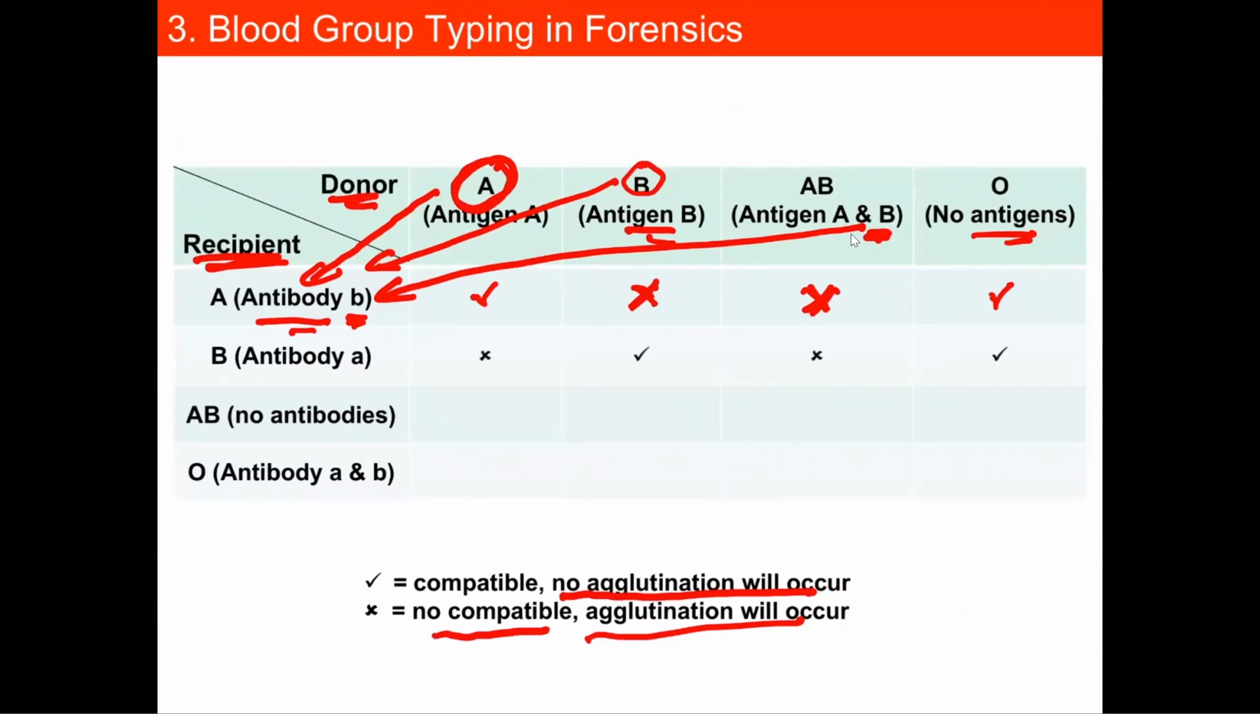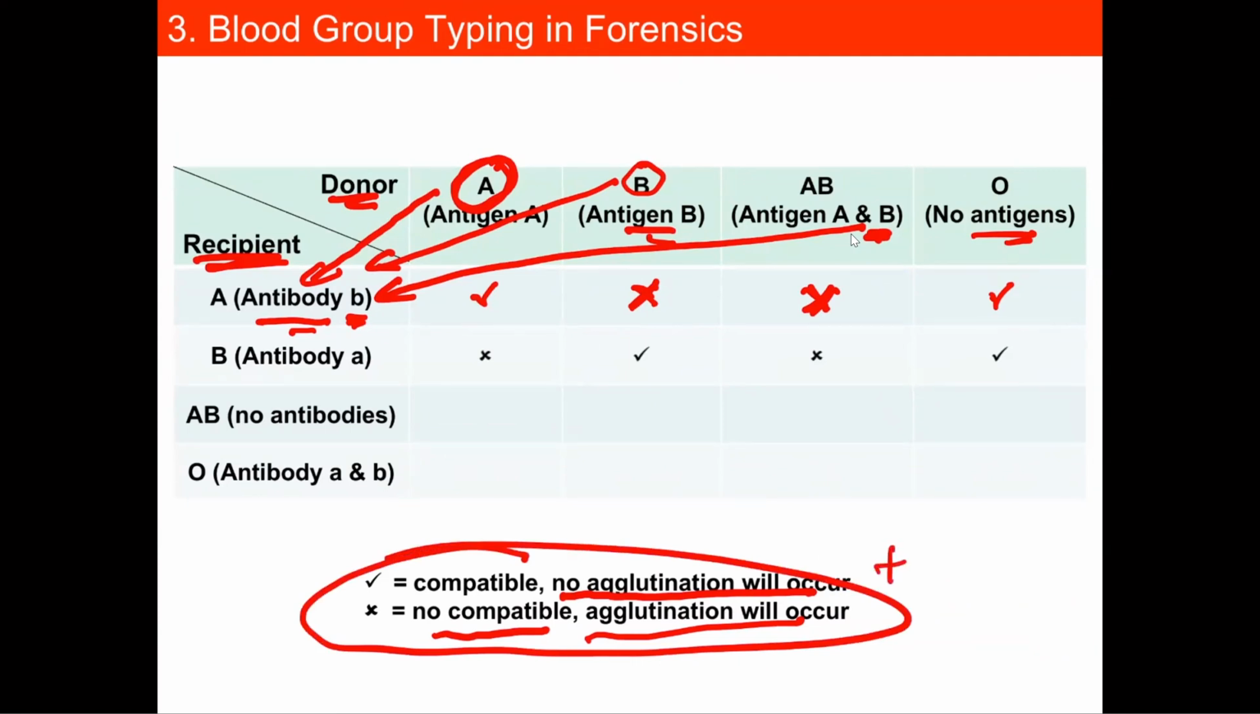You just have to apply the concept of: can my antibody bind to an antigen? If my antibody can bind, that means clumping, cannot donate. If my antibody cannot bind to an antigen, no clumping, can donate. So just remember the concept at the bottom here.